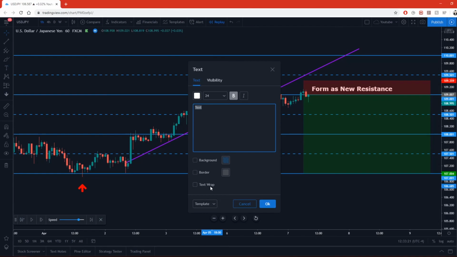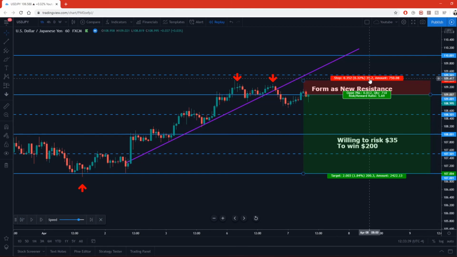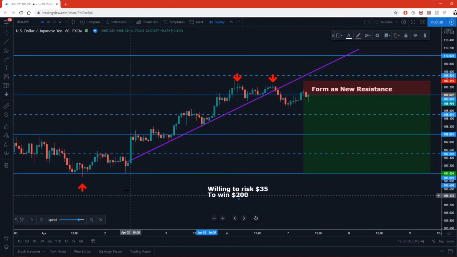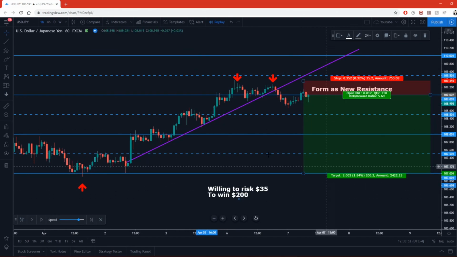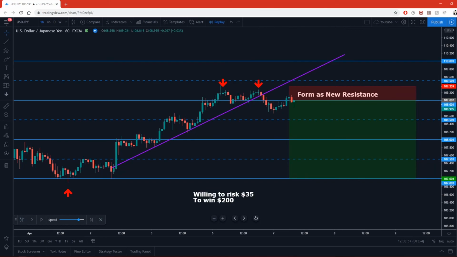So let's say willing to risk $35 to win 200. Does this make sense? So basically it's $35 and $200. This is the way I find risk management to work the best. So even if you're losing trades, even by one win, you can cover more than like 5-6 trades. Even if they're like bad trades, you can cover a lot of trades up with that profit.